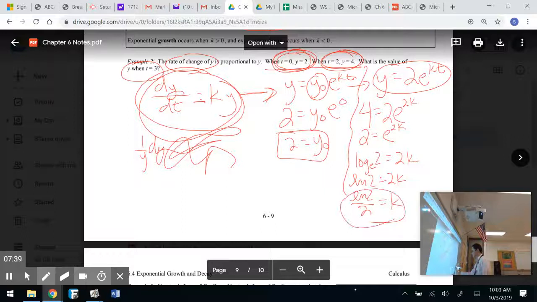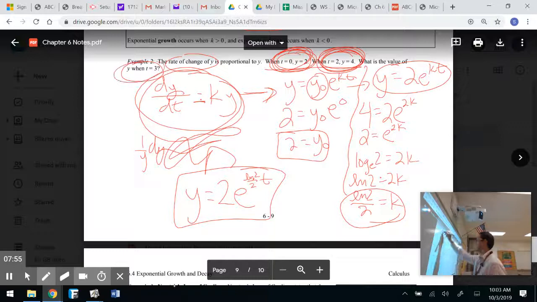All right, so let's rewrite my problem. y equals, the initial value was 2, right? We got that from that piece right there, times e to the k t. I had to find k. How did I find k? By using that right there, and k is the natural log of 2 over 2. t. There is my problem.